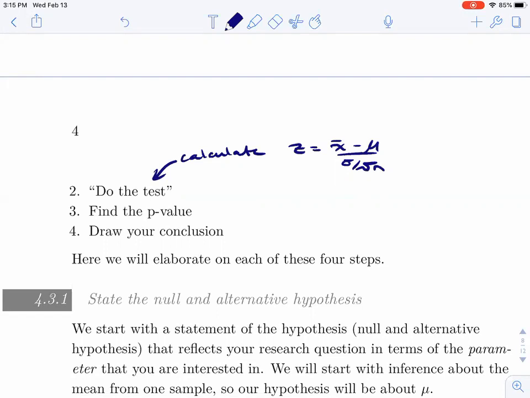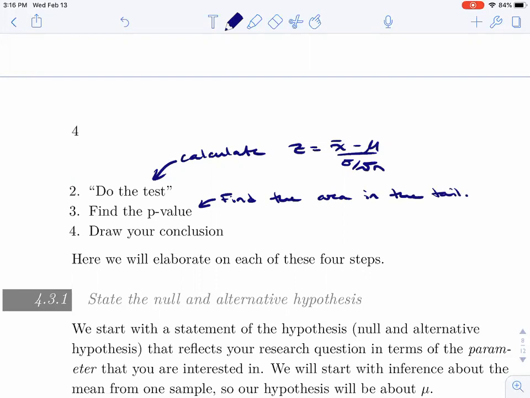Find the p-value is also something that I've been making you do already. The p-value is: find the area in the tail. If you got a negative z, it's the negative tail. If you got a positive z, it's the positive tail. So steps 2 and 3, we've been practicing already, and we kind of know those and are familiar with those.